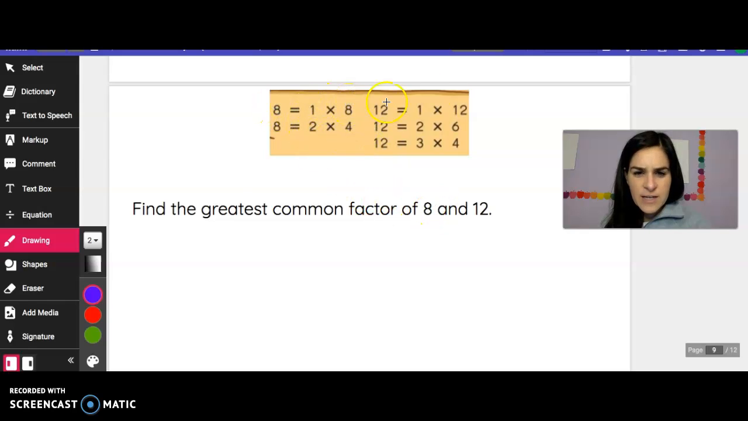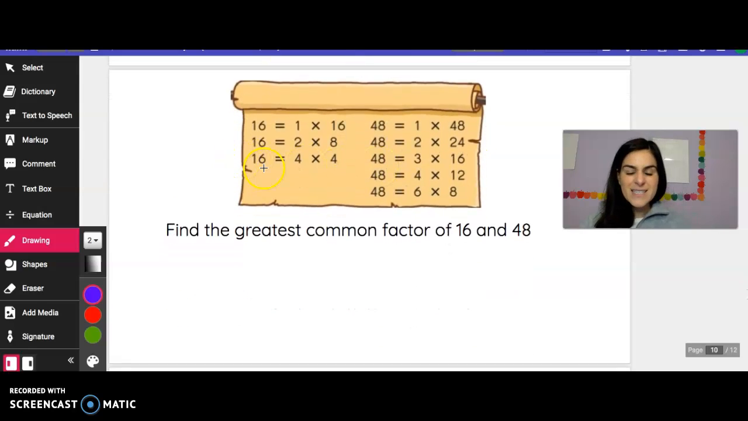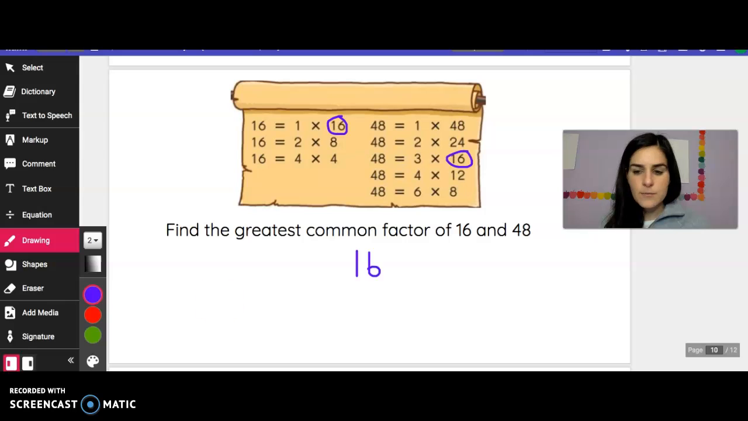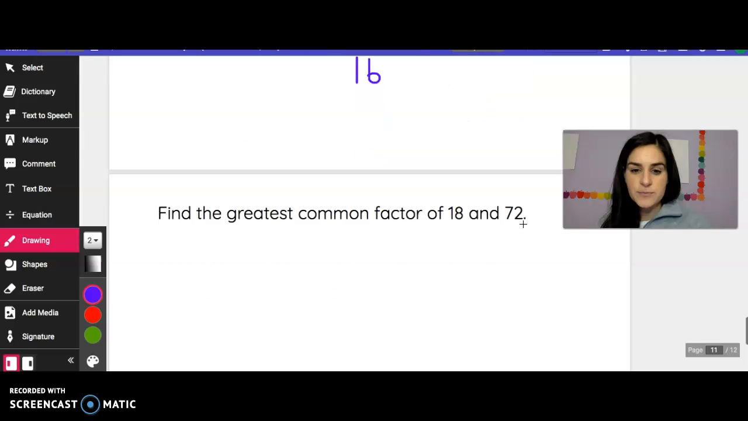These are the factors of 8. These are the factors of 12. What's the biggest factor that they have in common? Pause the video and figure it out. Okay, did you figure out that 4 was the biggest one that they had in common? Let's look at 16 and 48. These are the factors of 16, these are the factors of 48, which is the biggest one they have in common? Pause the video, see if you can figure it out. I found that 16 was the greatest common factor. Hopefully you did too.